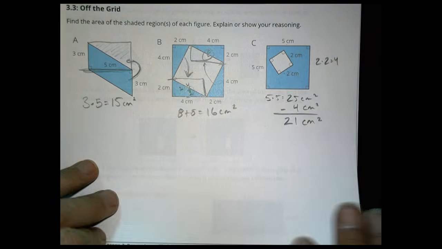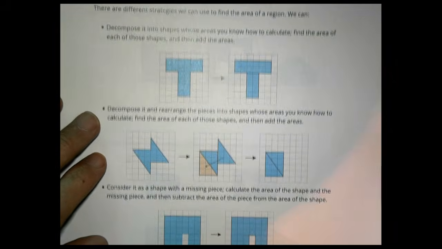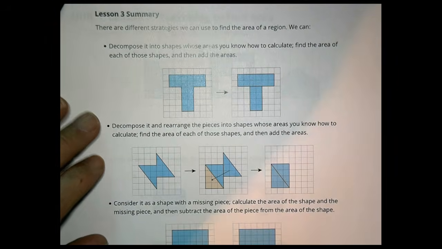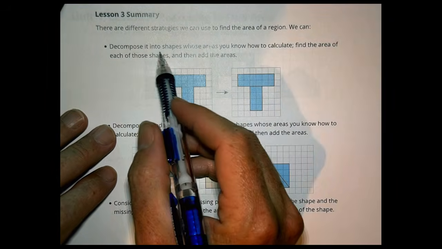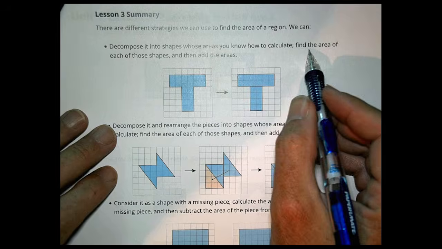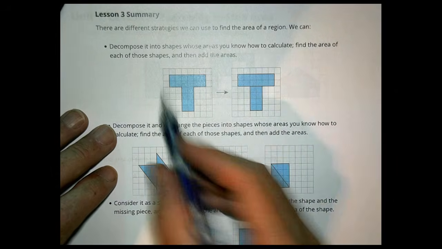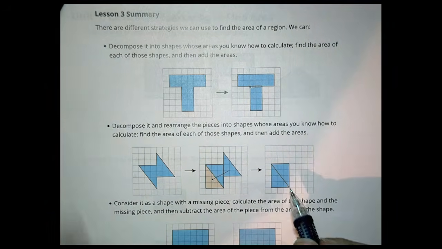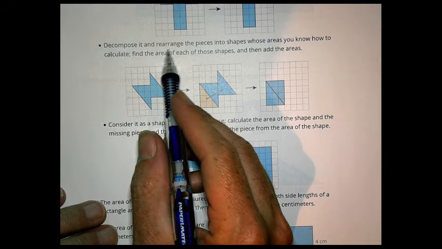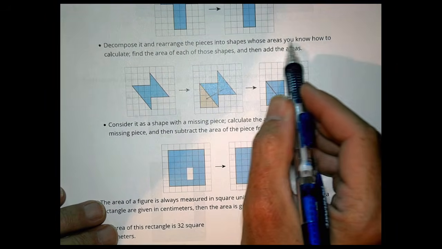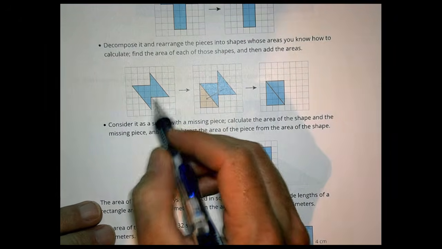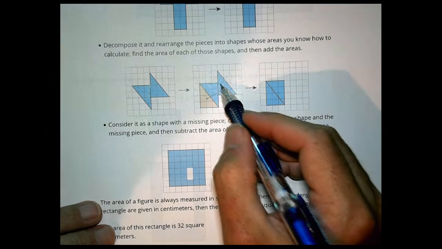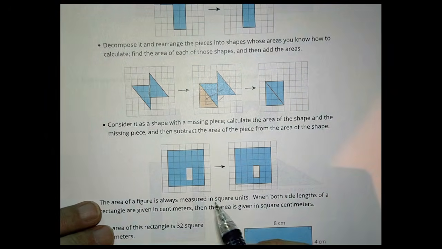So let's take a look at our summary for today's lesson. It says, there are different strategies we can use to find the area of a region. We can decompose it into shapes whose areas you know how to calculate, find the area of each of those shapes, and then add the areas, right? So if we have something like this, we break it apart into 2 rectangles and add them up. We can also decompose it and rearrange the pieces into shapes whose areas you know how to calculate, right? We can calculate the area of a rectangle or square. So if we take these triangle pieces and we cut them apart there, slide it over, we end up with a rectangle, and we can figure that out.